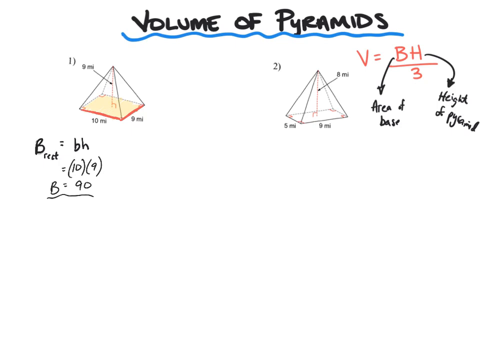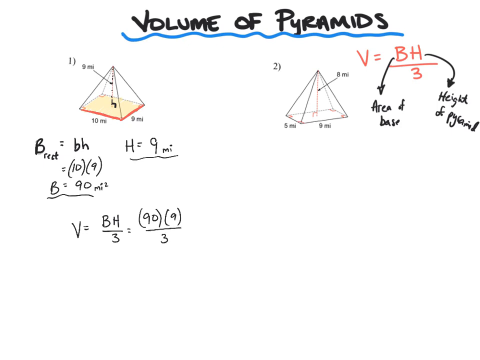And our big H represents the height of the pyramid. The height of our pyramid is perpendicular to the base of the pyramid. So our height is 9. So I've got a base of 90 square miles and a height of 9 miles. To find the volume of a pyramid, I'm going to multiply the big B times the big H and divide by 3.